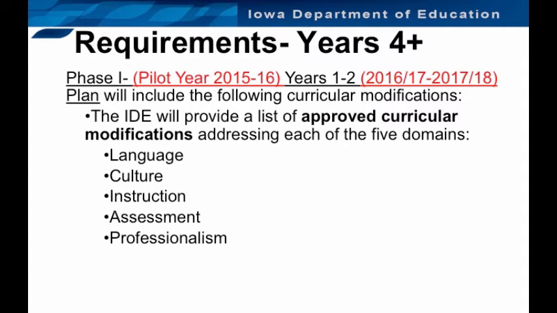Requirements for subgrantees and LEAs in years 4+. In Phase 1, the pilot year 2015-16, and years 1 and 2 of Phase 1, which are years 2016-17 and 17-18, the plan will include the following curricular modifications. Those fall under multiple domains, including language, culture, instruction, assessment, and professionalism.